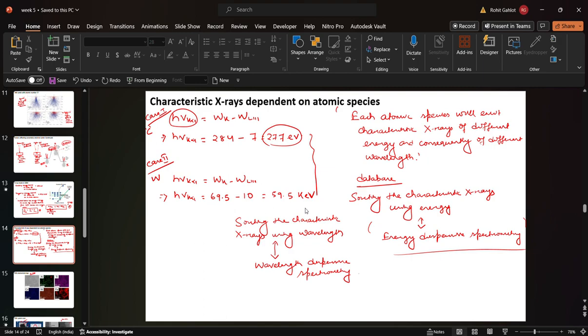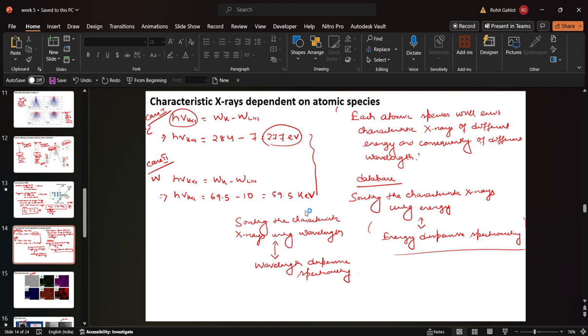We can further discuss that each atomic species will emit characteristic X-rays of different energy and consequently of different wavelength. Therefore, depending upon what we are studying, if we are talking in terms of energy, then we go for EDS, and if we are considering the wavelength, then we go for WD spectrometry.